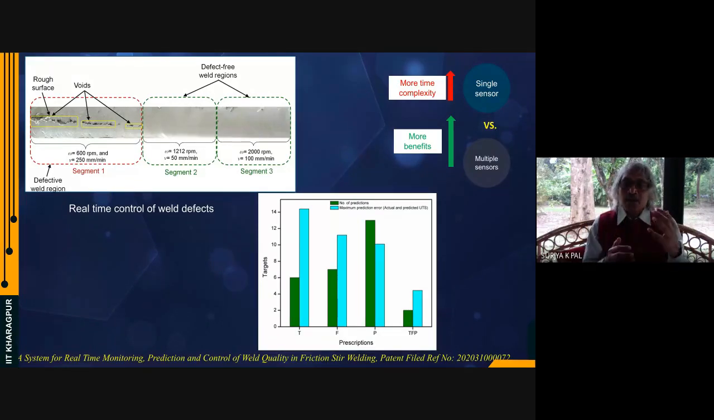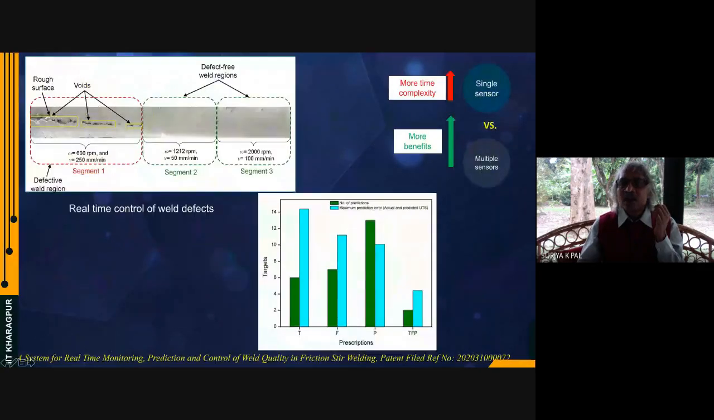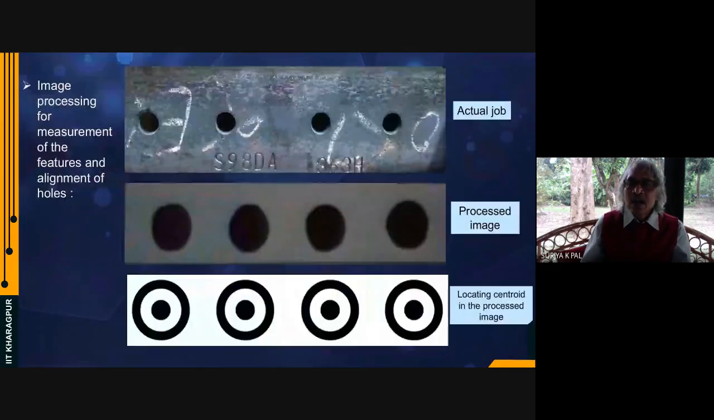So in this fashion, you need to do a lot of research, and we have done it, and we have found out the sensors ranking. We have quite a few publications on that. If you are interested, you can study those things and do the real-time work.